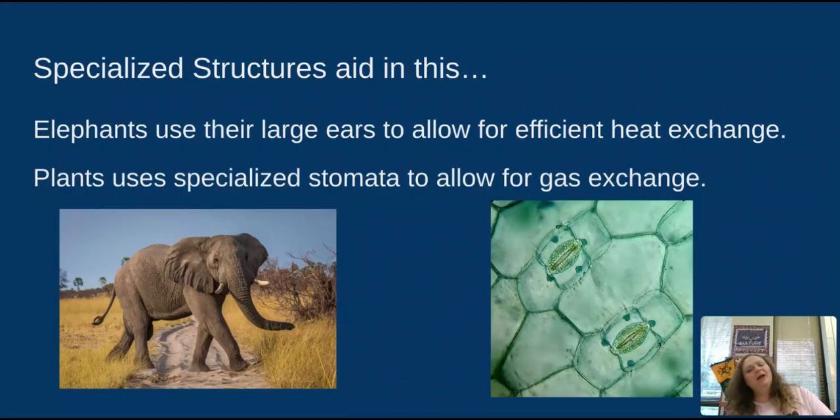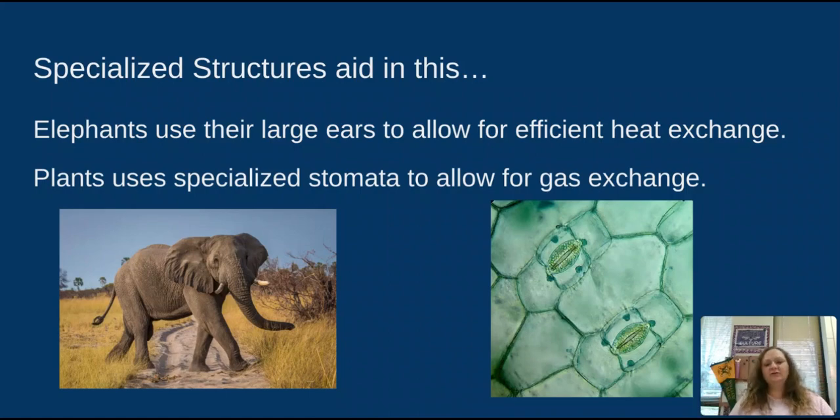And finally, along that same line, other specialized structures that can aid in dissipation of things like heat or gas exchange are things like elephants using their large ears. This is a picture of an African elephant. African elephants living in a much warmer climate have evolved these giant ears.